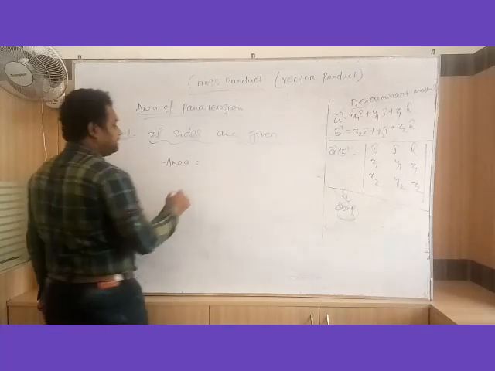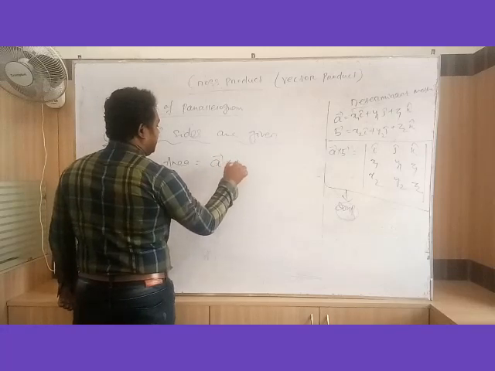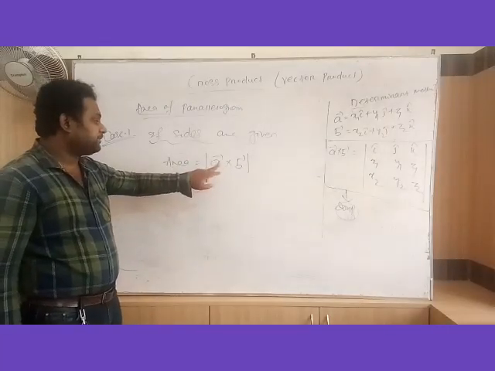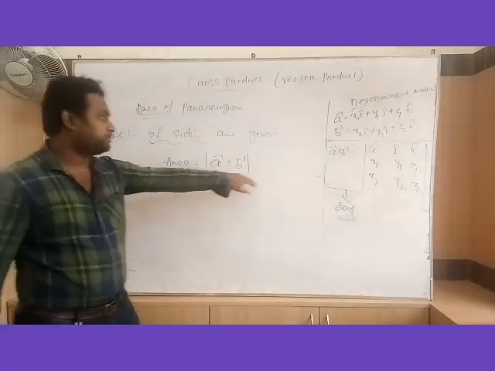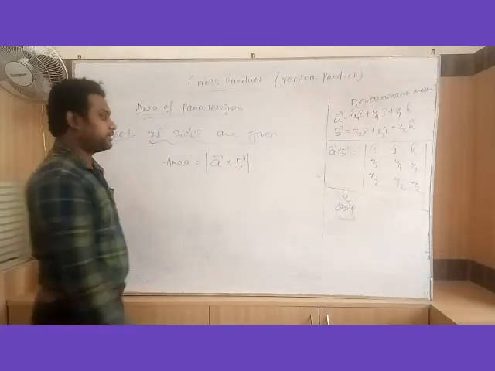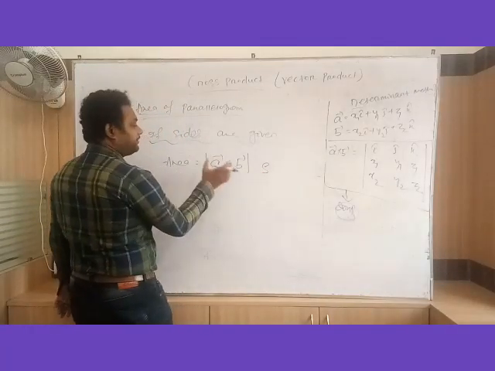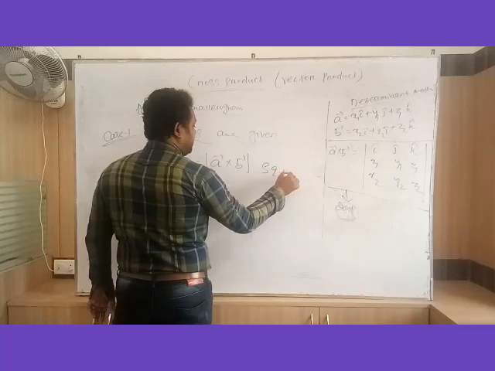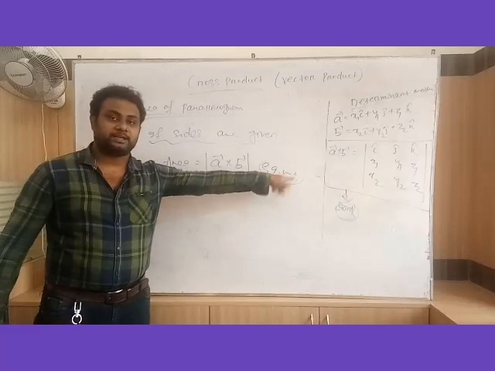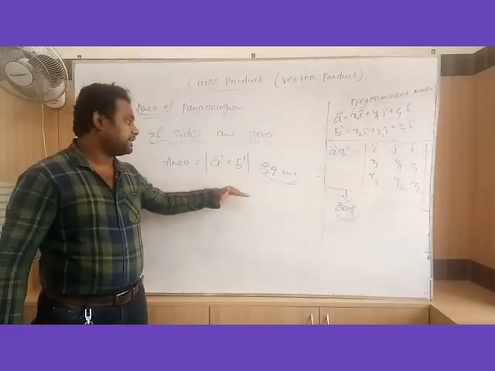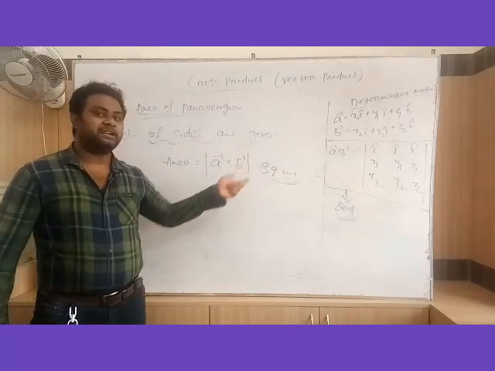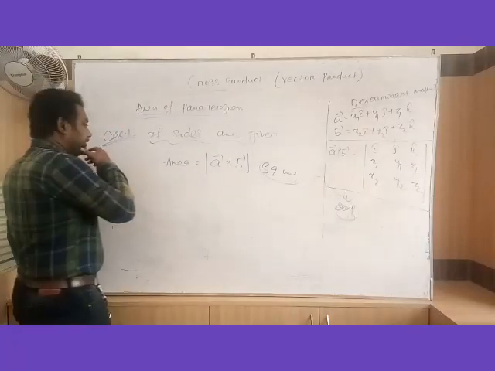Area of parallelogram becomes magnitude of A cross B. You are given two vectors, so simply find the cross product of the two vectors by this method, then find the magnitude. Then area is equal to magnitude of A cross B, and lastly, after finding the value, put the unit. Since this is area, you have to put square unit. At the end, when you get the answer, you write: hence the area of the parallelogram is this, square root of 8, or whatever it may be.